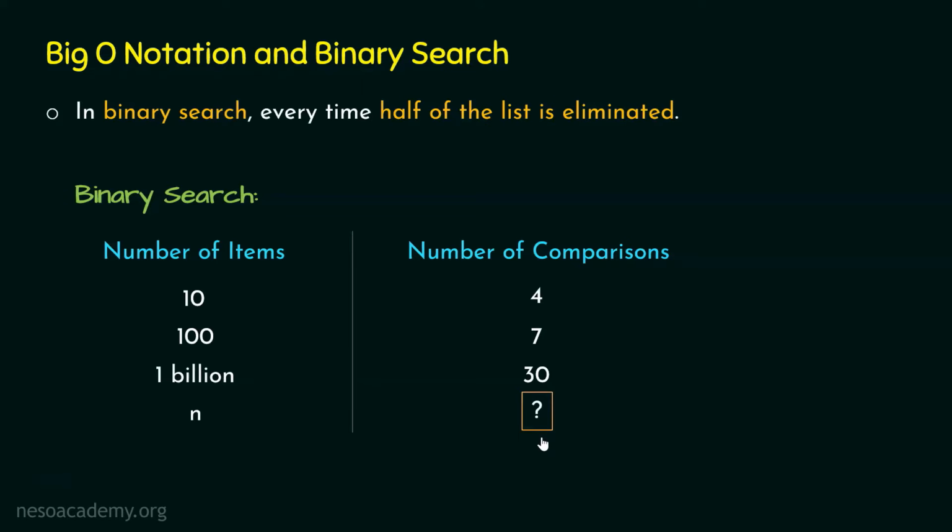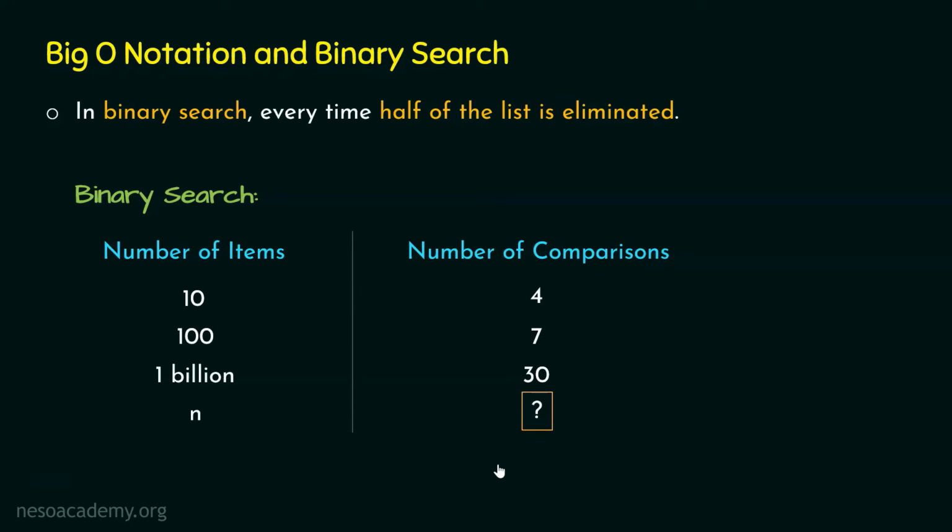Is it n? No. We can observe that the number of items is not directly proportional to the number of comparisons. If we have 10 items, then the number of comparisons is 4. If we have 100 items, then the number of comparisons is 7. If we have 1 billion items, then the number of comparisons is 30. What about n? What will be the number of comparisons in this case? This is not as straightforward as linear search.